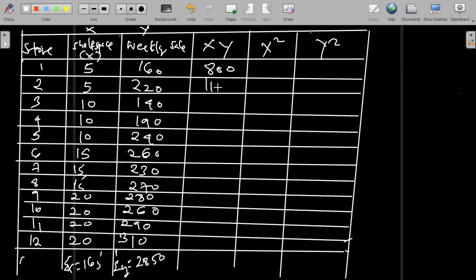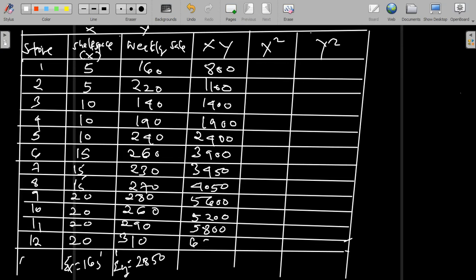2850. So we take out xy by multiplying shelf space and weekly sale: 5 times 160 is equal to 800, 5 times 220 is equal to 1140. 10 times 240 is equal to 24,000. The same applies here, it will be 3900. Here it will be 3,450. Here will be 4,050. 20 times 280, that is 5,600. 20 times 260, that is 5,300. And 20 times 290 will give 5,800. 20 times 310, that is 6,200.